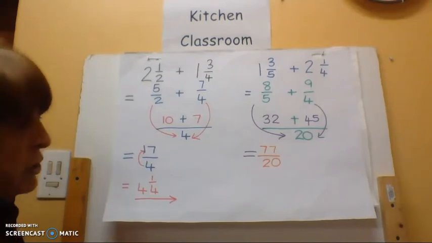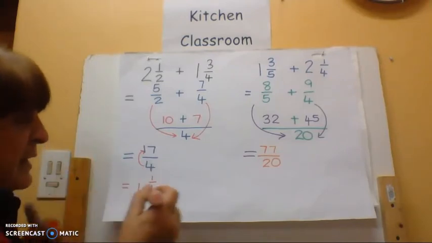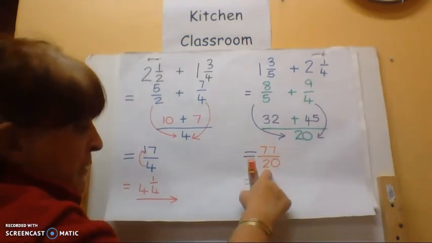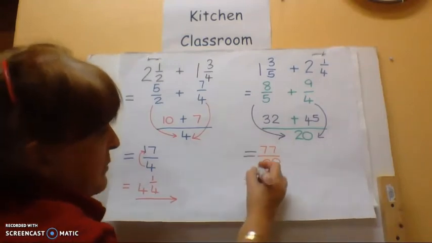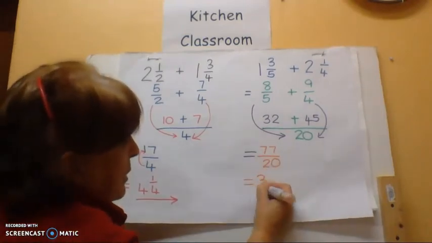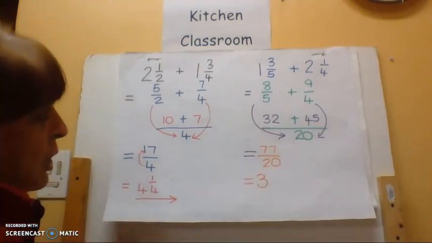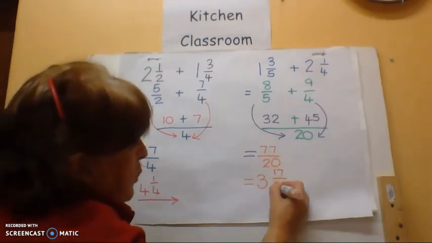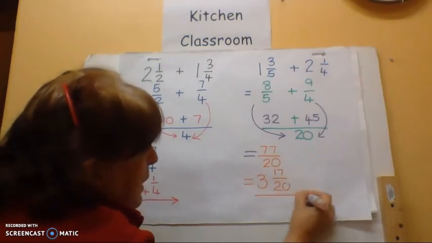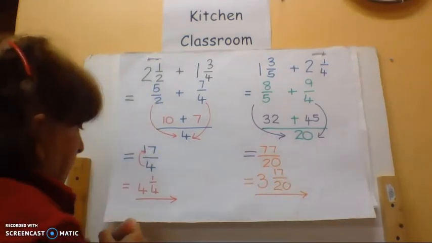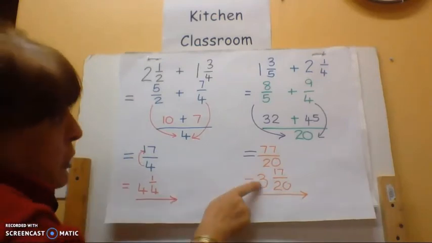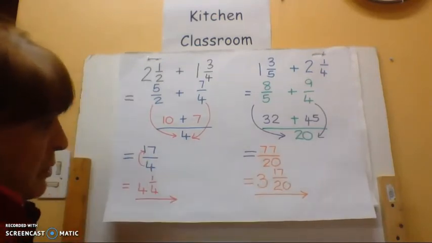So what I'm going to do, I'm going to divide my denominator into my numerator. How many groups of 20 can I make out of 77? 3 20s are 60 and I have got 17 over 20 left over. Now, I want us to have a look at my answer. I've got 3 wholes and 17 over 20.